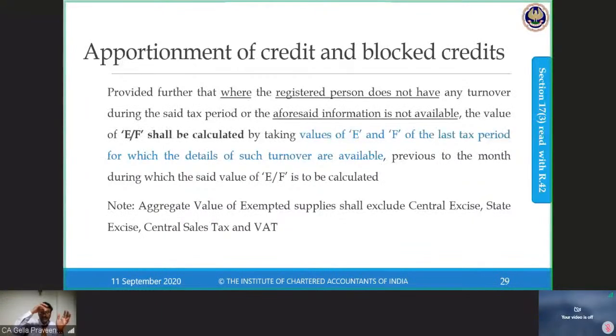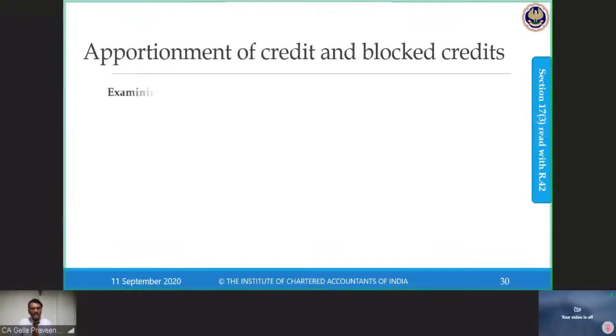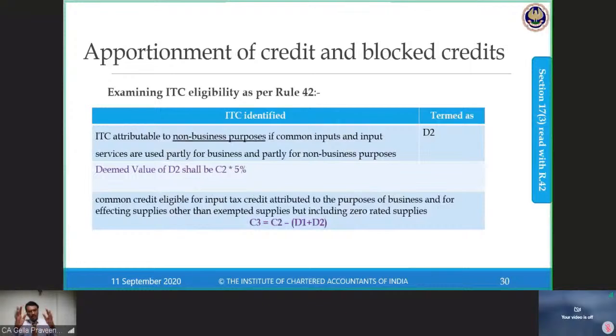Now this particular definition says to look for the previous month during which such value existed. If you look at the bold, highlighted text, E by F shall be calculated by taking the value of E and F for the last tax period for which details of such turnover are available. So they are saying that for the current month you don't have a turnover, please look for the previous tax period. Wherever that turnover is available, please take that turnover, calculate, and find out what my reversal is to be. So everything is fine till now. I have done whatever you have said.